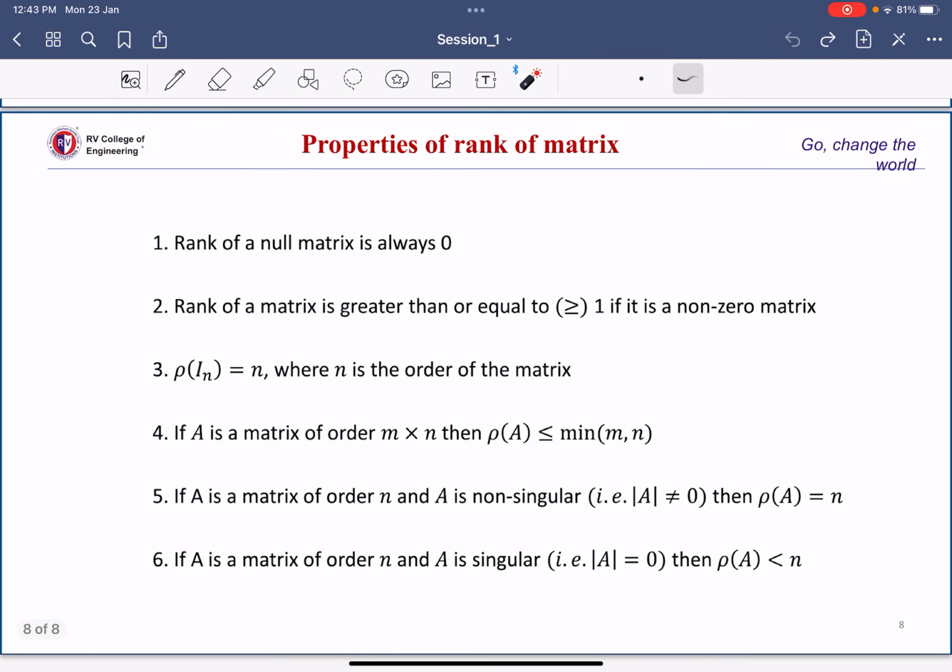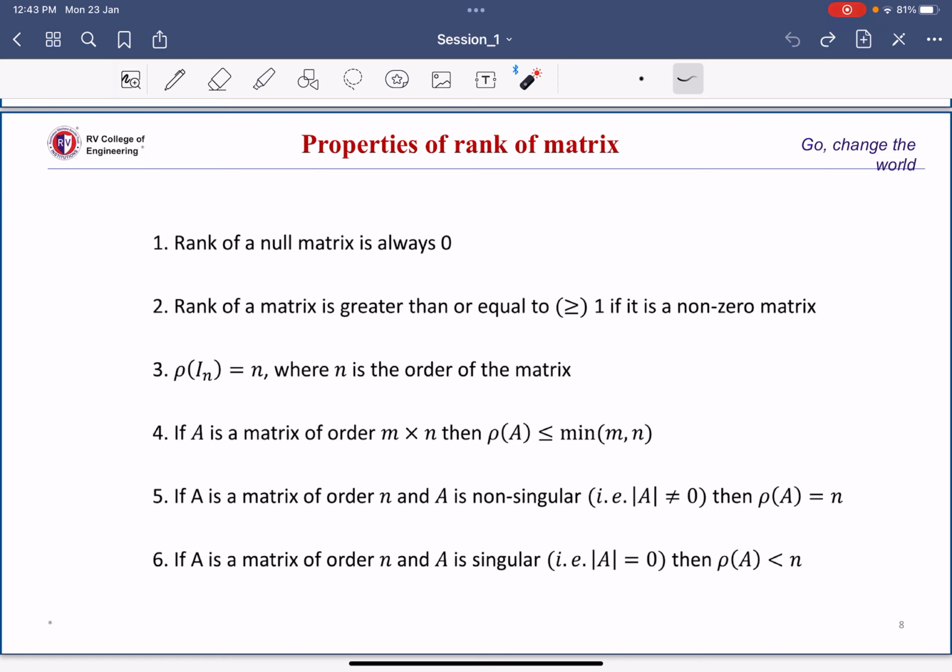Coming to properties of rank of a matrix. Rank of a null matrix. Null matrix is a zero matrix. Zero matrix is a matrix whose all elements are zeros. So rank of a null matrix is always 0, because whatever minor we extract will vanish, because the determinant of a zero matrix is always 0.